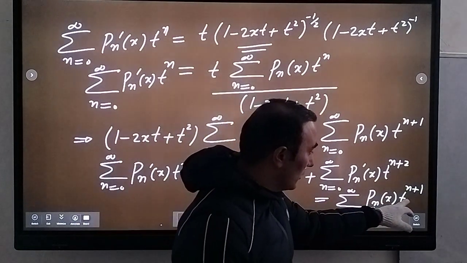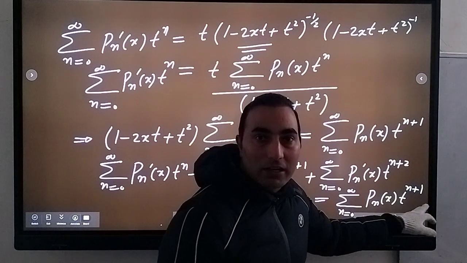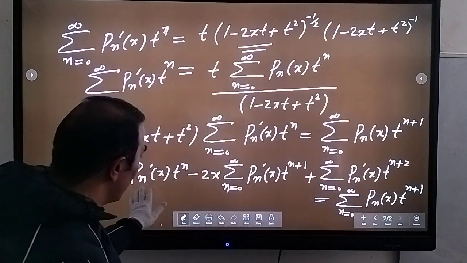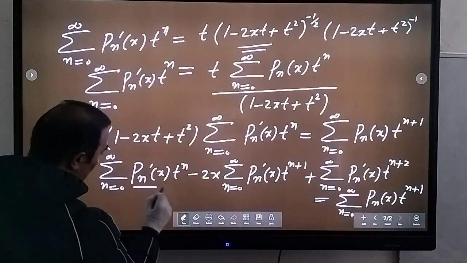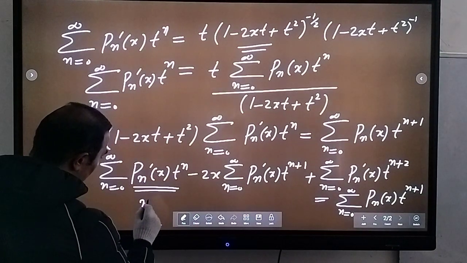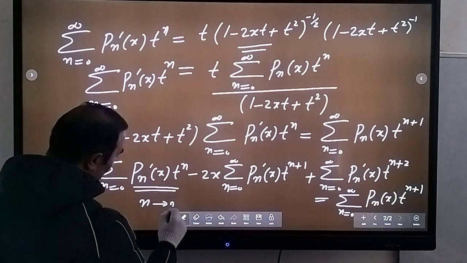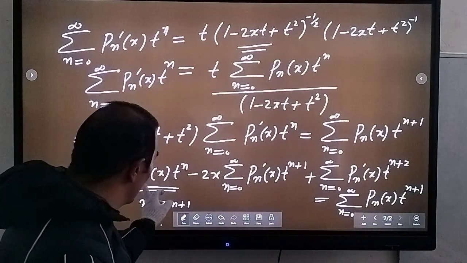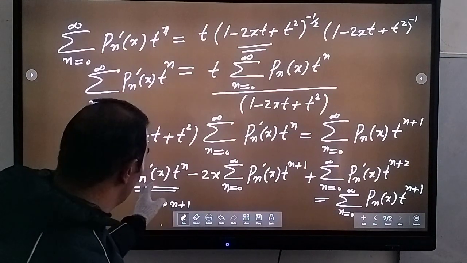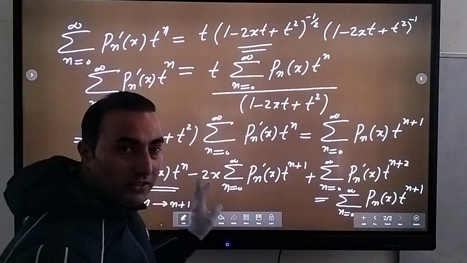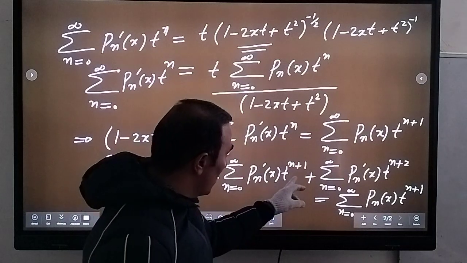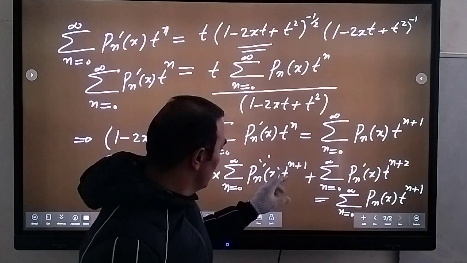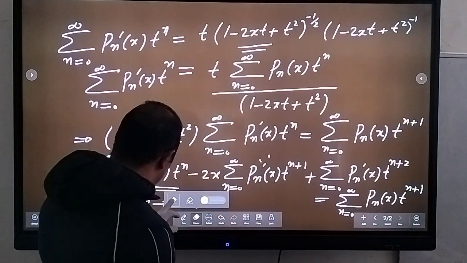So better is to write now, because we will equate the coefficients of t raised power n plus 1 here. So for that, what do we need to do? If we look at the right hand side, for this term we need to shift n to n plus 1. Because when you shift n to n plus 1 in the first term on the left hand side, this will be p n plus 1 dash of x t raised power n plus 1, and similarly here already t raised power n plus 1 is there, no need to change this term, so this term will be as it is.